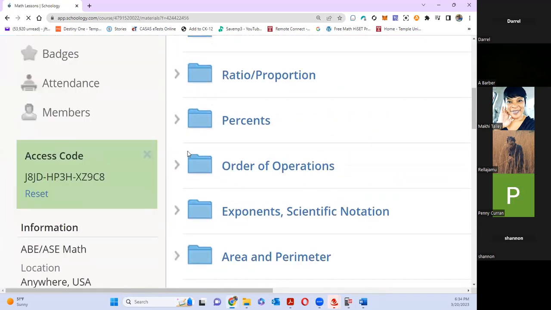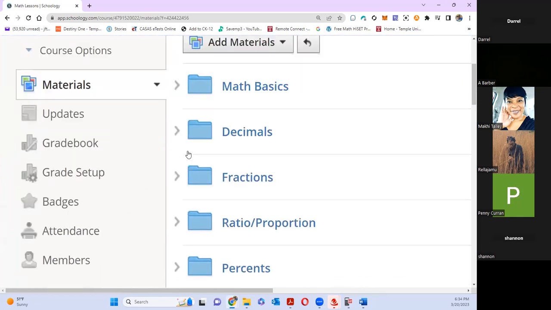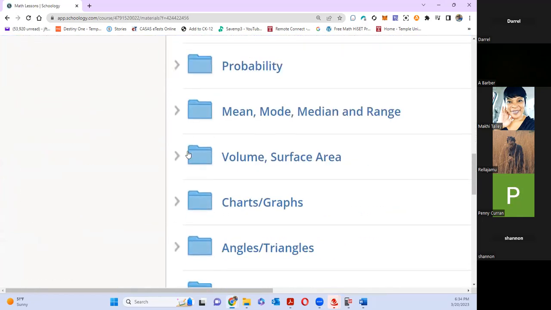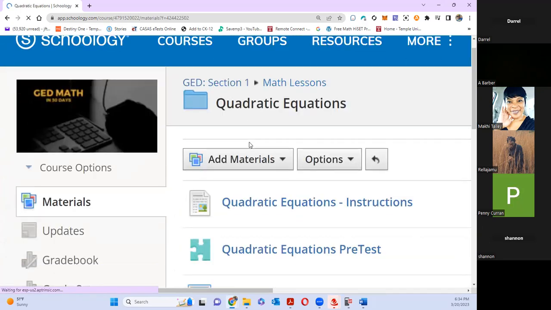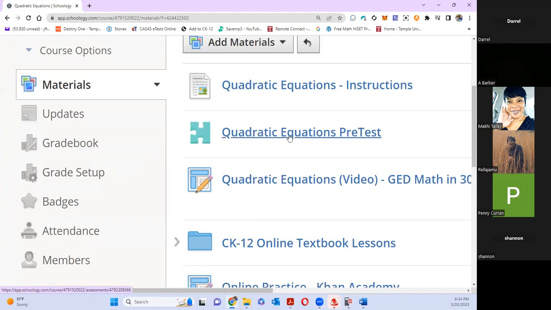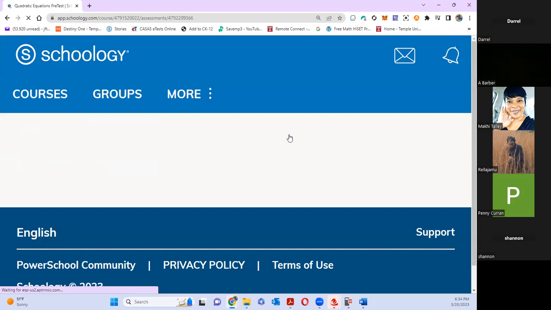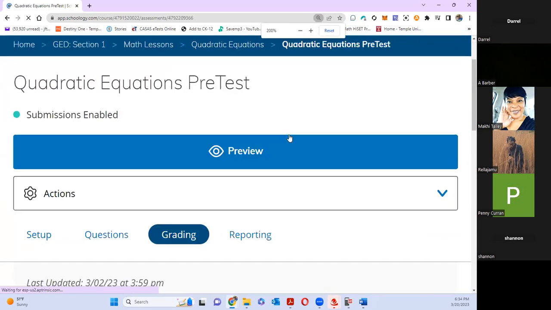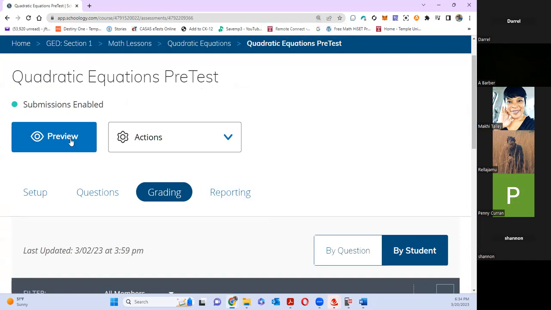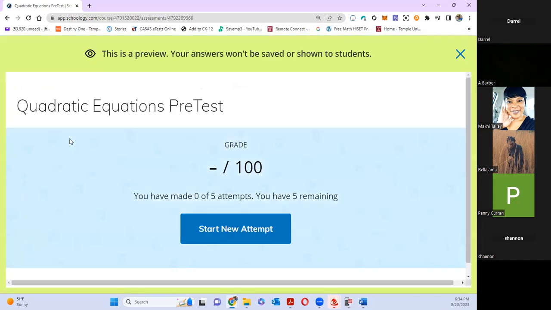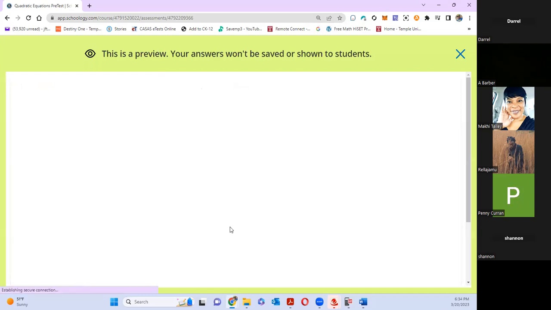Let's use an example here. These are the lessons. Like you said, I think I got quadratic equations down, so let me go under quadratic equations here. Here's a pretest. Let me see what I know and don't know, because I watched the video and think I understand it, but let me make sure. I tried to make the pretest the types of questions you can expect on the GED.